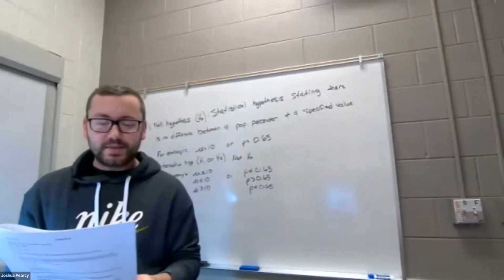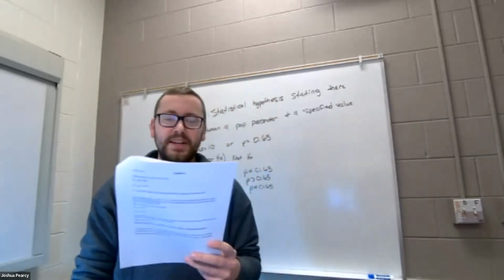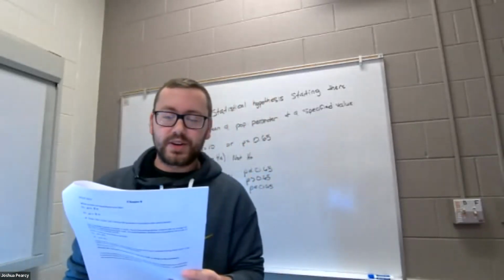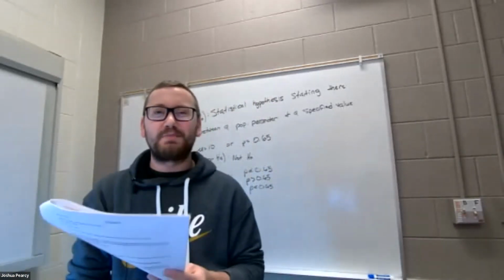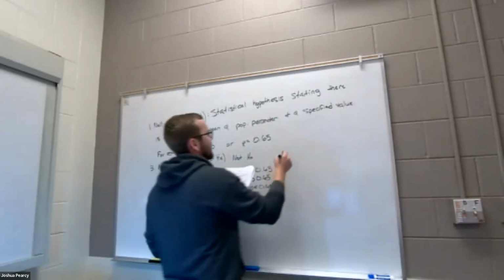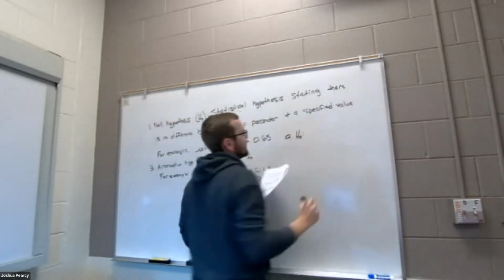So let's look at some examples. State the null and alternative hypothesis for each conjecture. A researcher thinks that if expectant mothers use vitamin pills, the birth weight of babies will increase. The average birth weight of the population is 8.6 pounds. In that case, I'll put this as A. What is the null hypothesis?